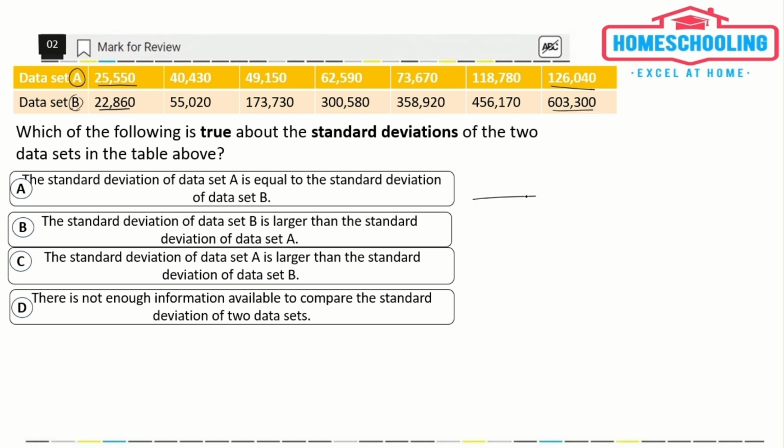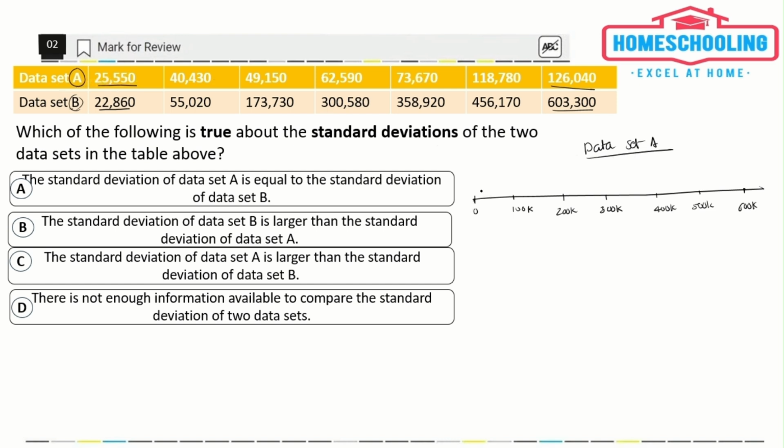So let's put it on a graph here. Let's say this is our 0, this is our 100,000. We can also write it as 100K, then 200K, 300K, 400K, 500K, and 600K. Let's start with data set A here. As we can see, it is starting from 25,000.